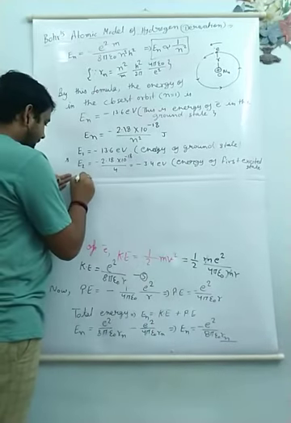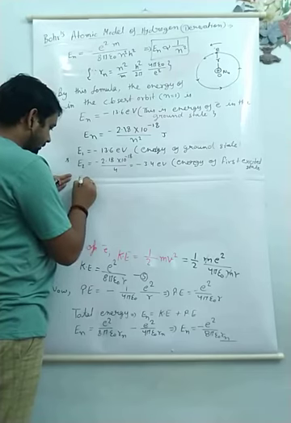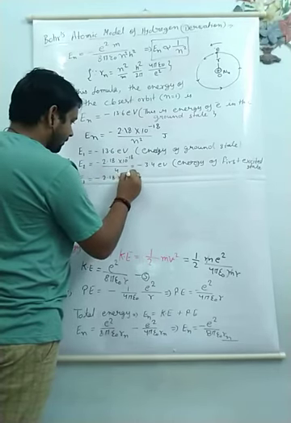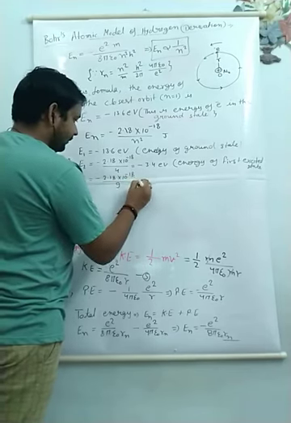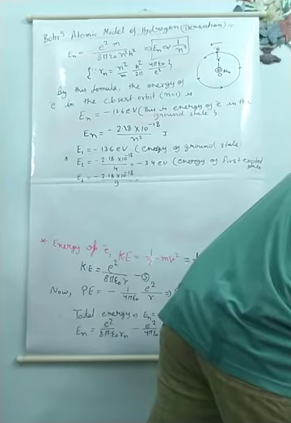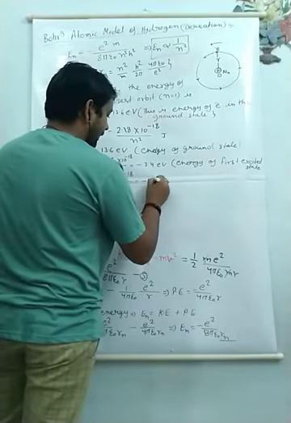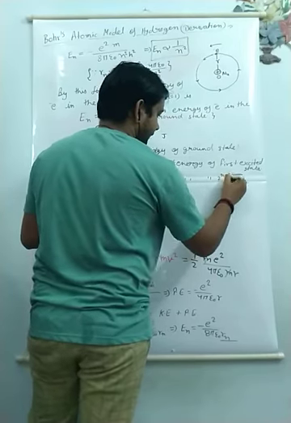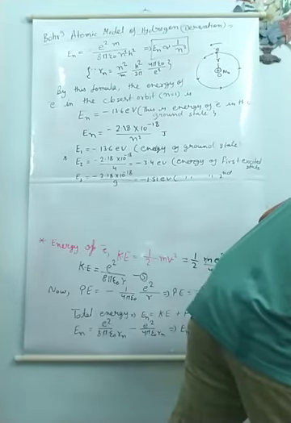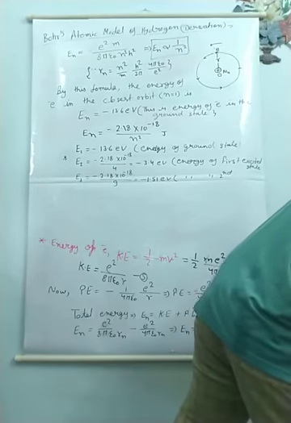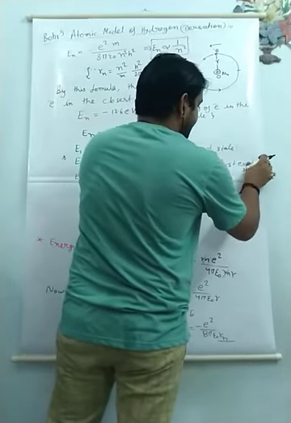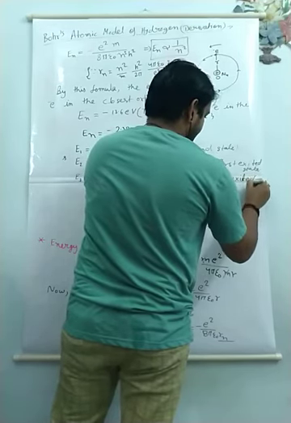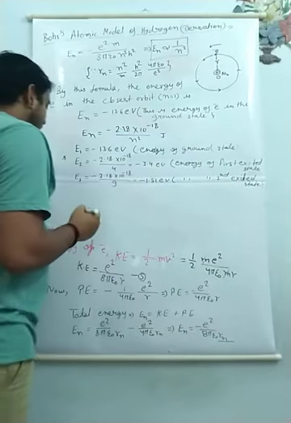Next, for n equal to 3, we calculate it as minus 2.18 into 10 to the power minus 18 by the square of 3, which is 9, and this result comes to minus 1.51 electron volt. This is the energy of second excited state.